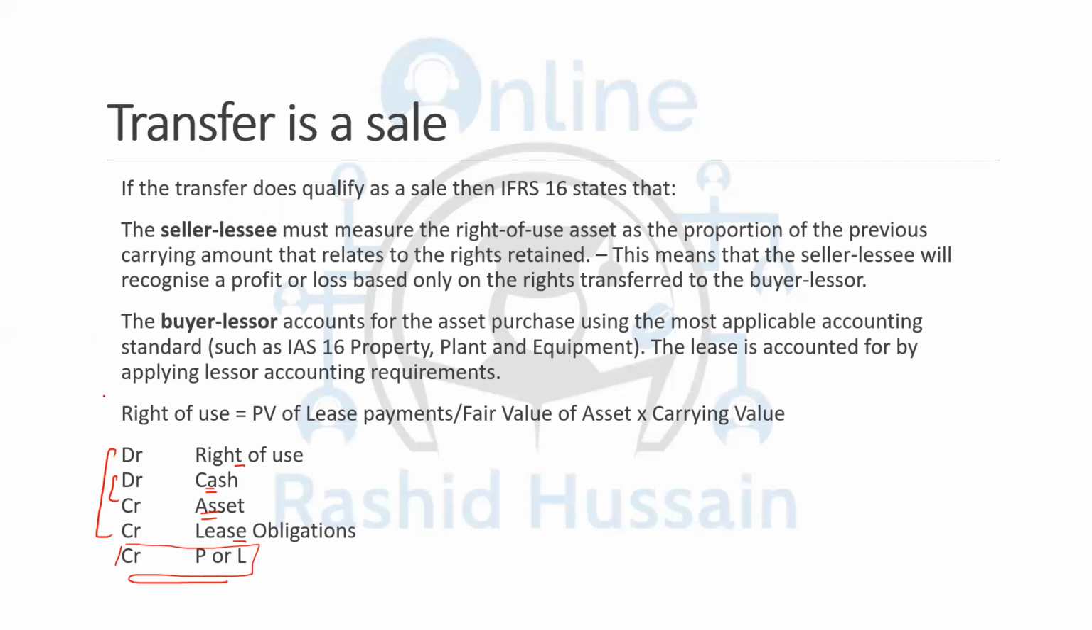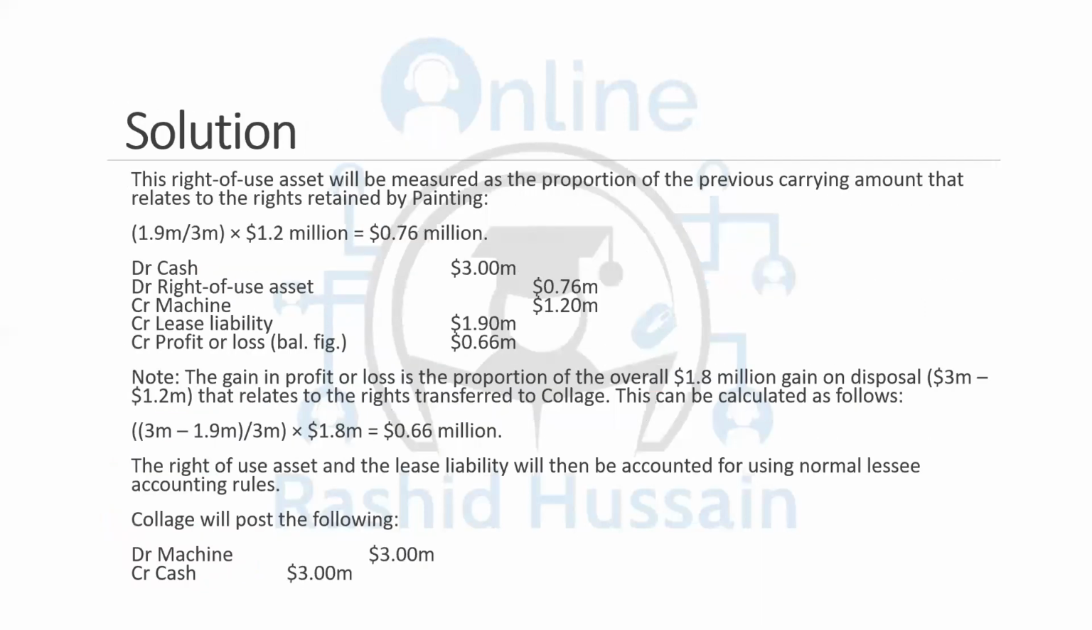So what is the formula to calculate the right of use in the sale and lease back? You just take the present value of the lease payments, divide by the fair value of the asset, multiply by the carrying value. This will give you the proportion that you are leasing for a certain number of years.